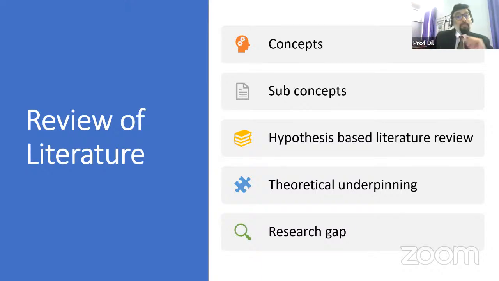What is hypothesis-based literature? Take the example of entrepreneurial orientation and entrepreneurial intention, which you are trying to relate. Entrepreneurial orientation is the independent variable and entrepreneurial intention is the dependent variable. Some people, coming from Australia, supported the relationship between IV and DV. Some people don't. So you get contradictory findings, viewpoints, perspectives, and observations from different authors. That is the beauty of your research.